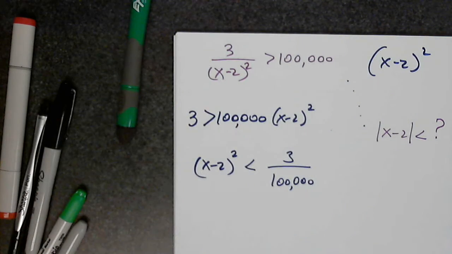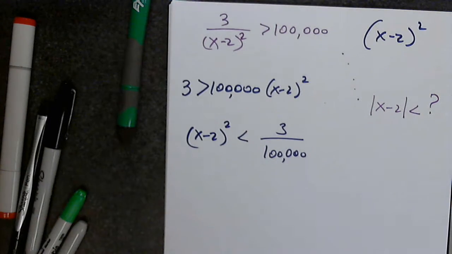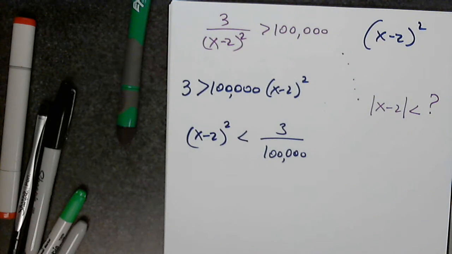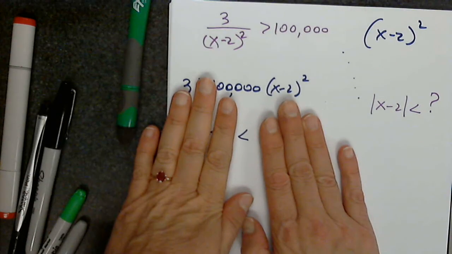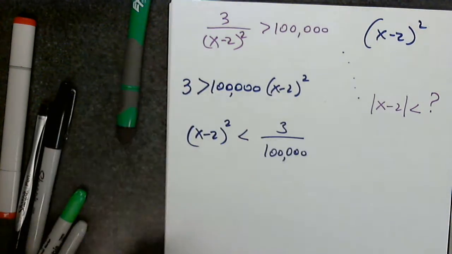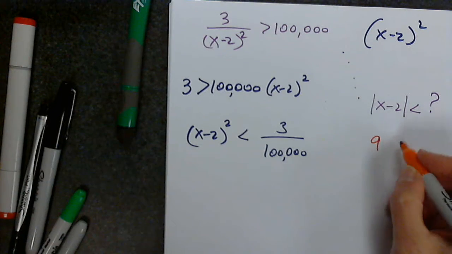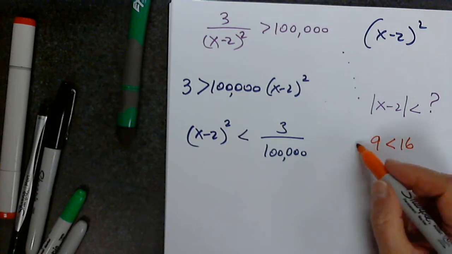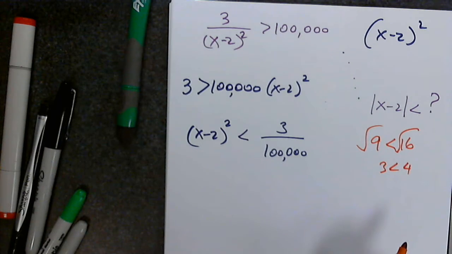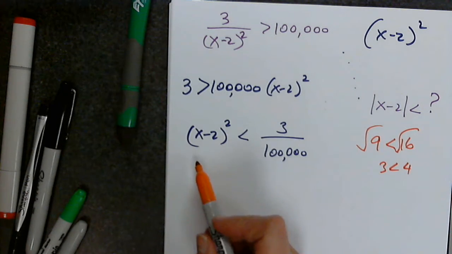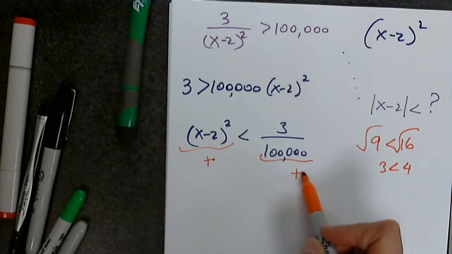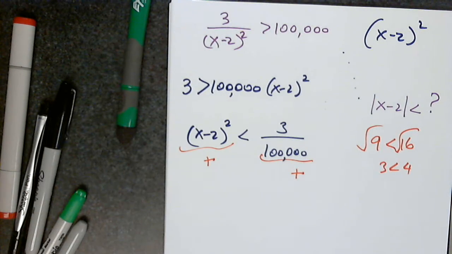Good. Now, this is another thing that I say, you cannot ever take the square root of both sides of an inequality, unless you know for sure that these are two positive numbers. For example, if you have 9 less than 16, is this true? I can take the square root. It's true. And the same thing here. This is always positive, and this is always positive. For that reason, and that reason alone, I'm allowed to take the square root.